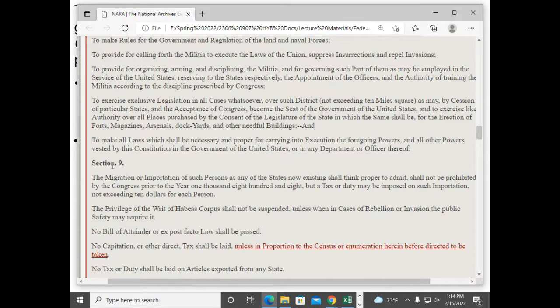So let's break it down. As the sports guys like to do, break it down. What does this mean? Foregoing powers. What are the foregoing powers? Any thoughts?